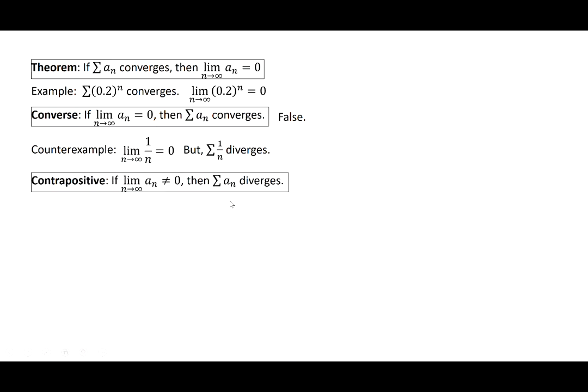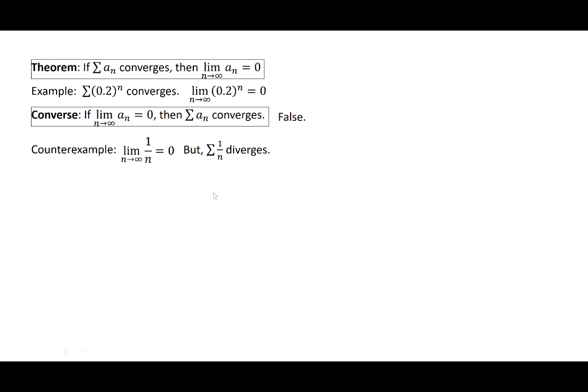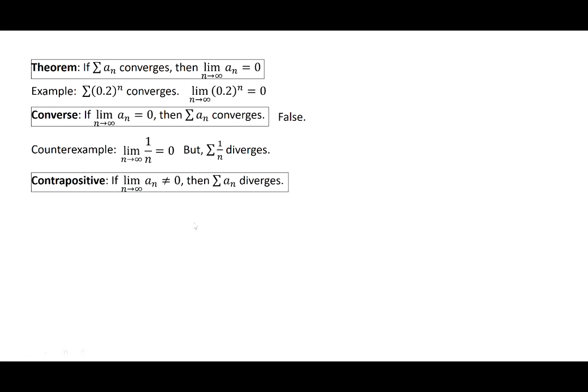Now, let's look at what the contrapositive of this one is. Maybe I should not have shown it to you. What's the form of the contrapositive for if P then Q? If not Q, then not P. So if the limit of a sub n is not equal to 0, then sigma a sub n does not converge, or sigma a sub n diverges, right? Is that true? Yeah, when the theorem is true, its contrapositive is automatically true. So this is true.